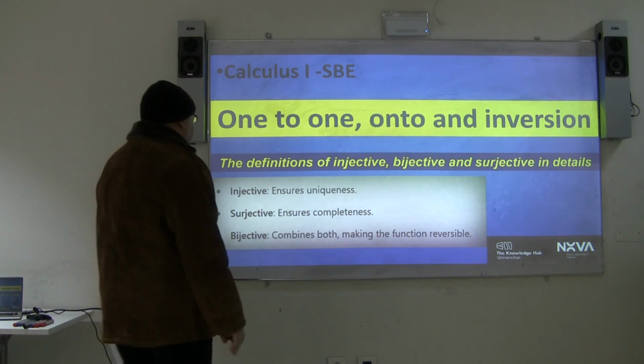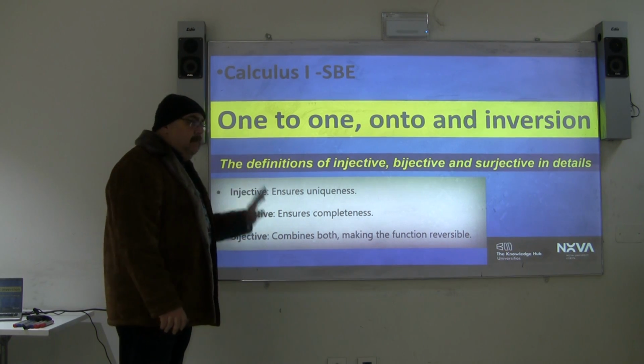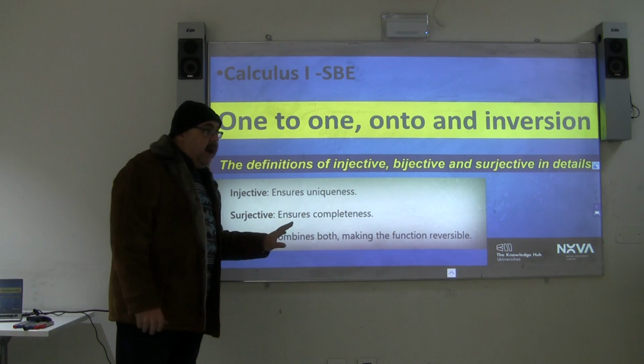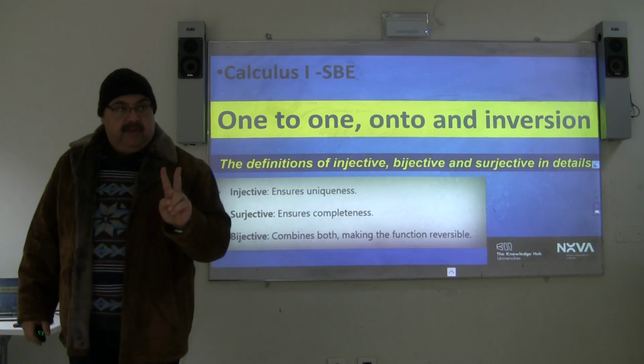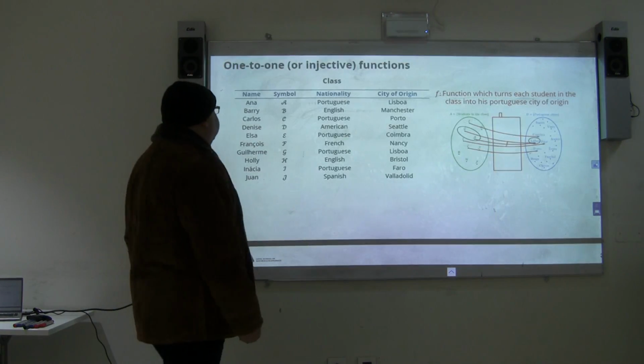As I told you, injective ensures uniqueness, surjective ensures completeness of your function, and the bijective combines both of them together, the injectiveness and the surjectiveness.